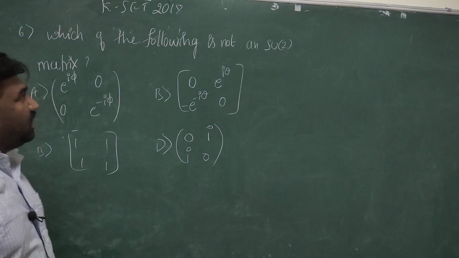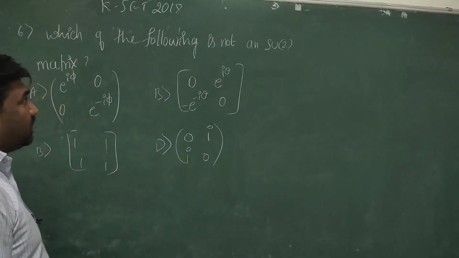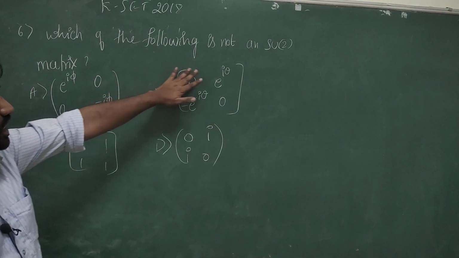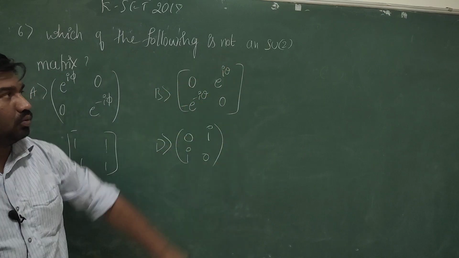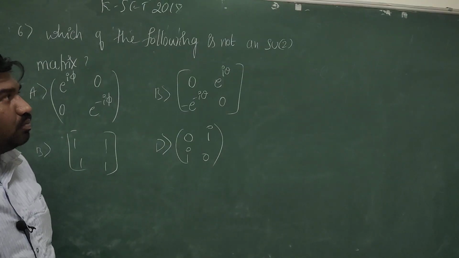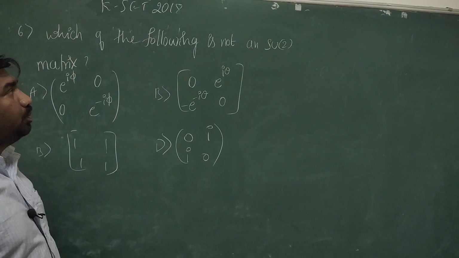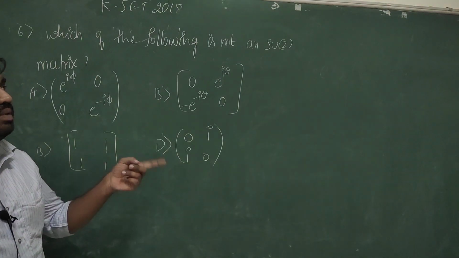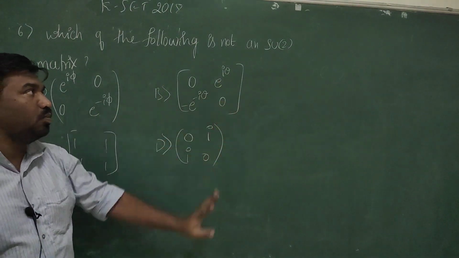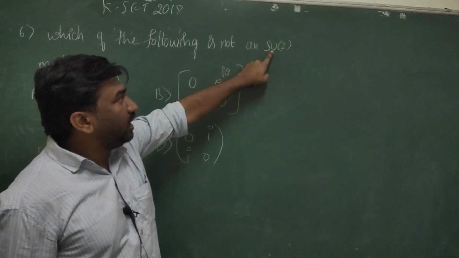So this is question number 6 on the linear vector space. Which of the following is not an SU(2)? SU(2) also comes under group theory. It means special unitary matrix of order 2.